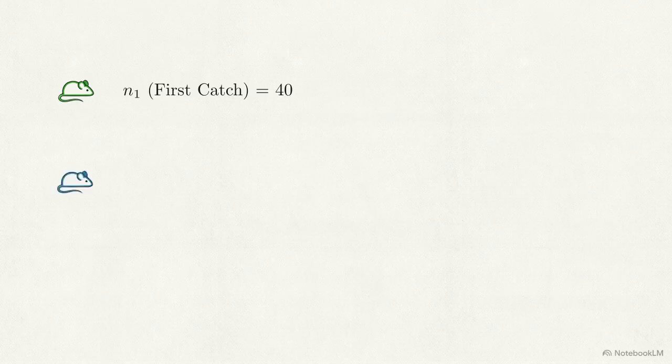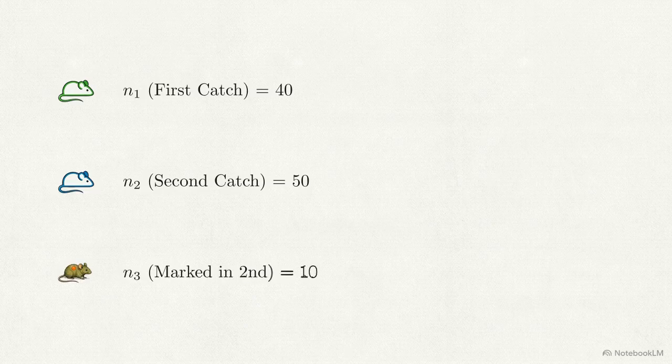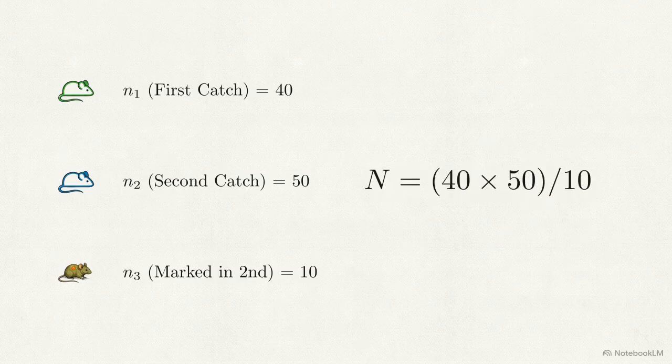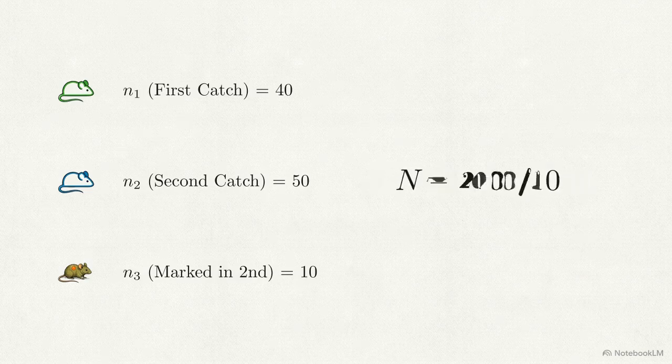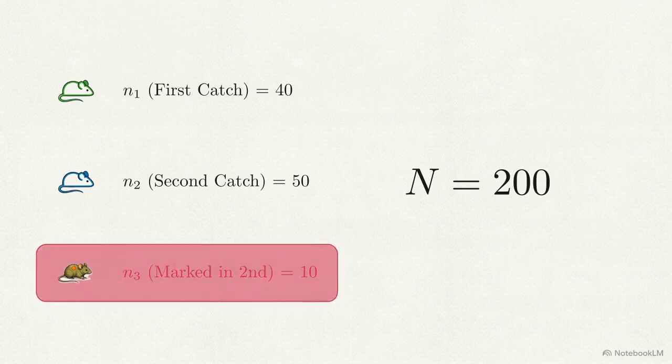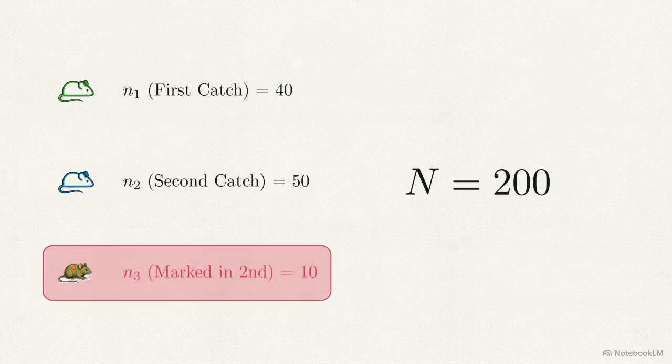Put this into practice. A biologist catches and marks 40 mice. That is N1. A week later, they catch 50 mice total. That is N2. Of those 50, exactly 10 have the original mark. That is N3. Pause the video and calculate the total population, N. The answer is 200. By multiplying N1 and N2, then dividing by the marked recaptures, you find the total estimate. Misidentifying N3 is the most common path to a failing calculation on test day.